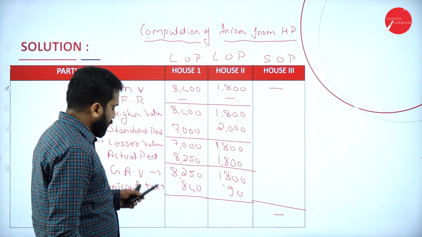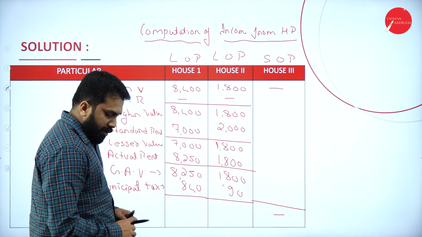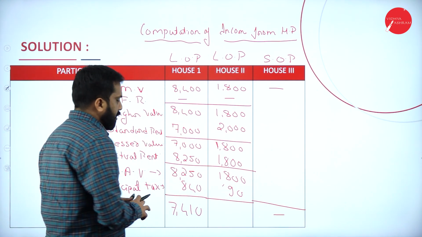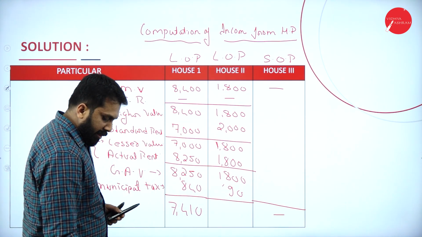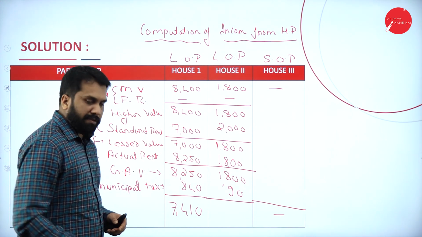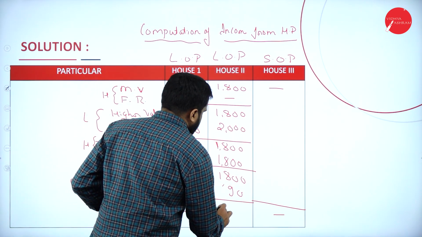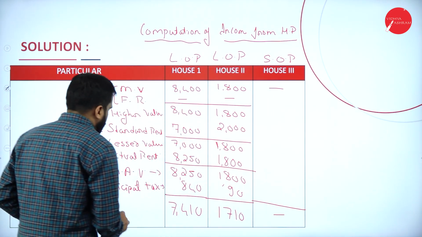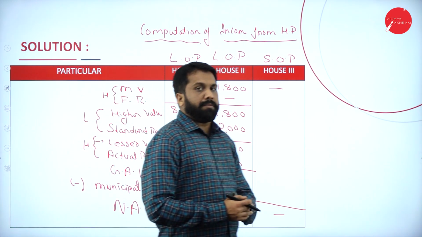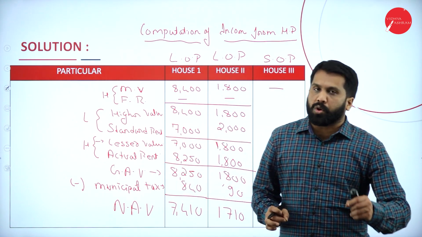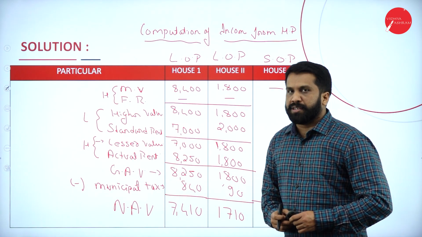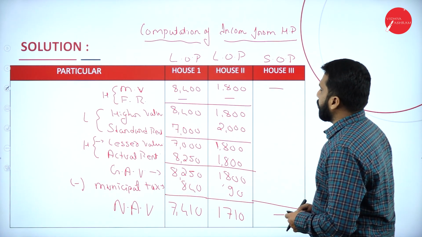8,250 minus 840. Your answer is 7,410. Similarly, 1,800 minus 90, it will be 1,710. This will be what? Net annual value. Hope you are clear. Municipal tax paid only by owner, we are supposed to take. If it is paid by tenant, we are not supposed to take. Hope you are clear. Yes.